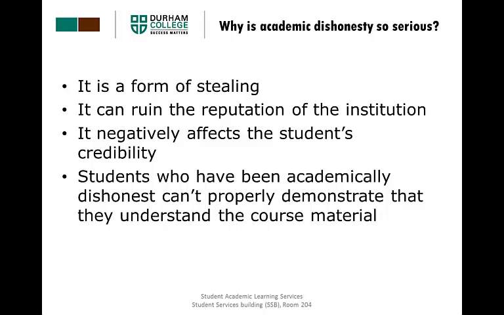Another reason that it's so serious is that it can actually negatively affect the reputation of the school. So if Durham College were to turn a blind eye or not have consequences for academic dishonesty, then the school would become known as that cheating school. And then your diploma or certificate at the end of your education wouldn't be worth as much as it is. So Durham College wants to maintain academic honesty, academic integrity, so that it makes your diploma or your certificate more valuable and the reputation of the school remains intact.